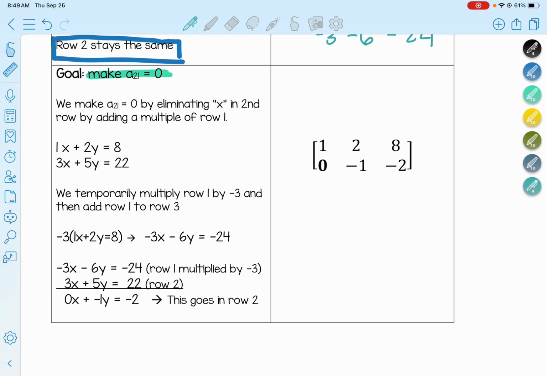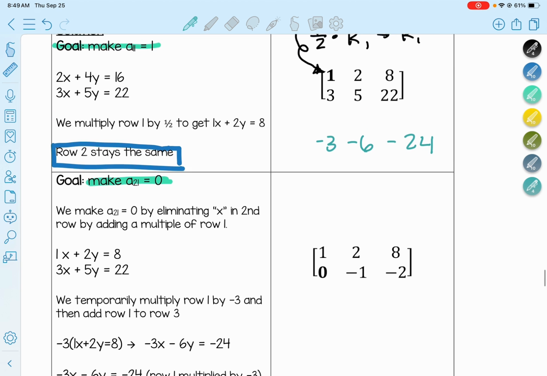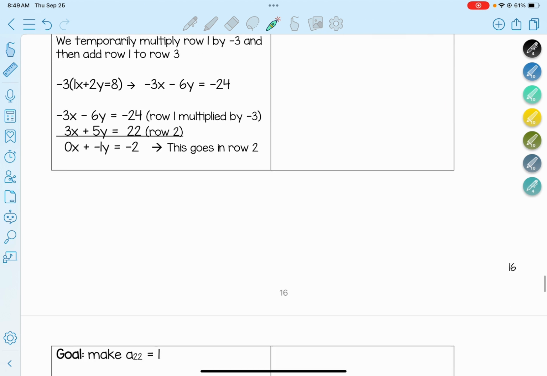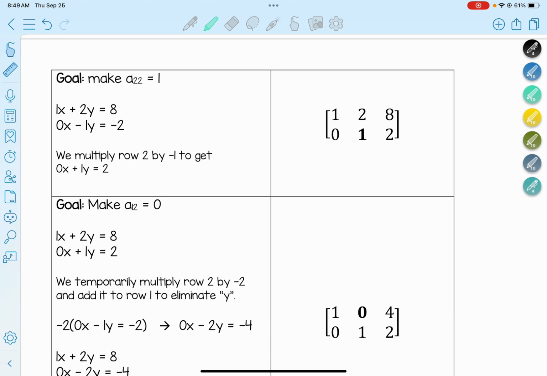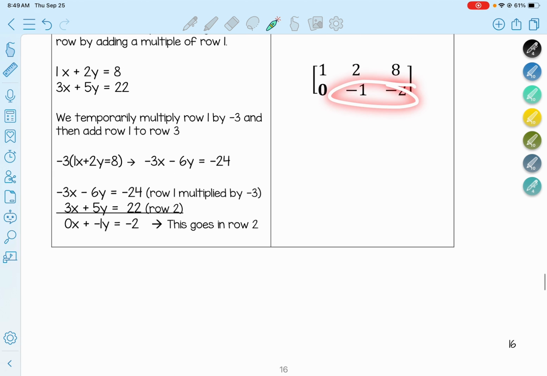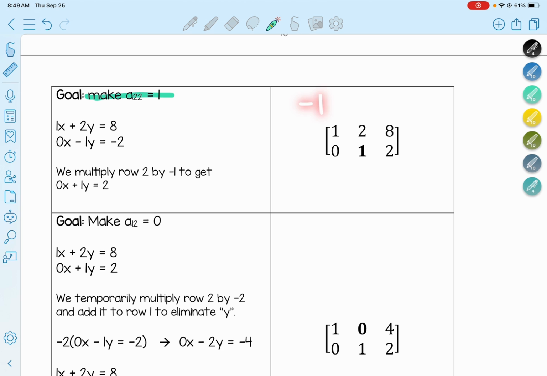So just like we would do in elimination, they were like, we want to get rid of our x's so that we're just left with y's. Now why this is really cool is if we go to the next page, we can see that our next goal is to make A22 equal to 1. If we think about that, all we would have to do is take this row 2 right here and multiply it by -1. So I'd go negative 1 times row 2, which would get me a new resulting row 2 line. Again, it's important to note that row 1 stays the same.